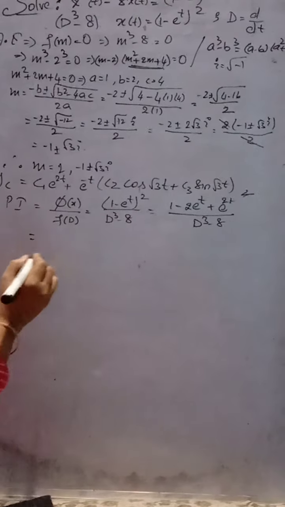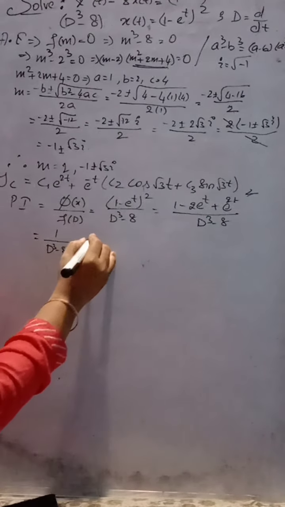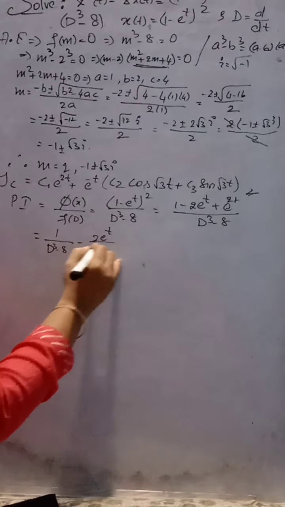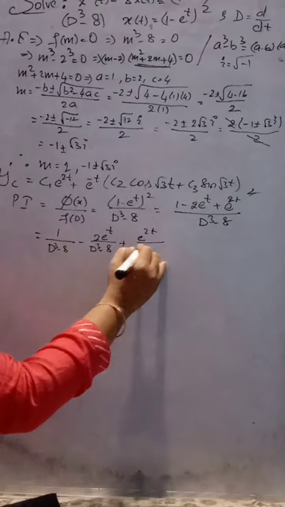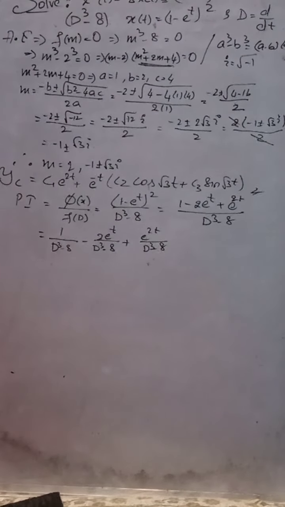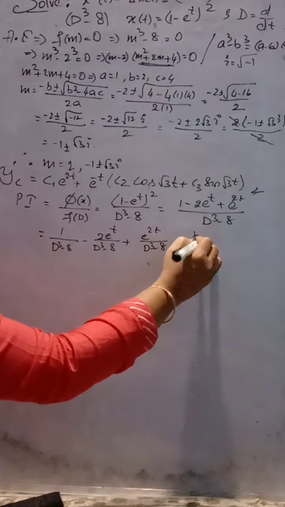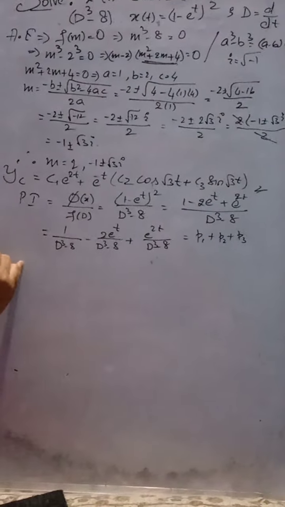And now this can be split into three terms: 1 by D cube minus 8, minus 2 e power t divided by D cube minus 8, plus e power 2t divided by D cube minus 8. We can consider them as three parts and solve them separately. Let us assume them P1, P2, and P3. Okay. So let us solve the first one.